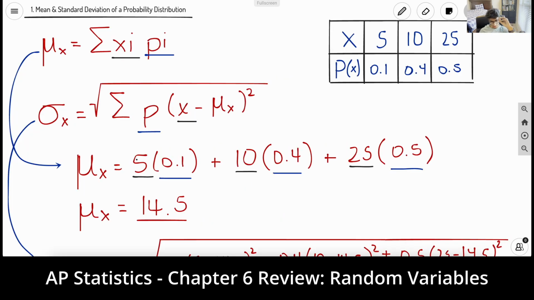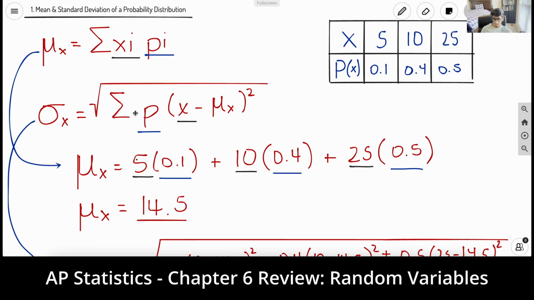So in our first one, we have mean and standard deviation of a probability distribution. So the mean is basically the sum of all x's times p's, where x is your values and p is your probability. And then for standard deviation, you're going to be taking the square root of the sum of the probability times the value minus the mean, squared. So I know this is kind of confusing right now, but once we go through this example, it's going to be very easy to understand.